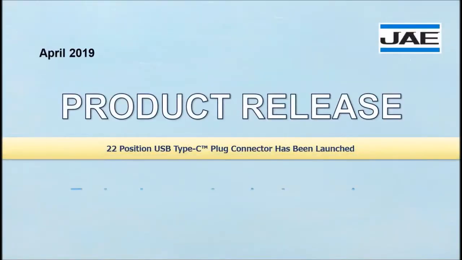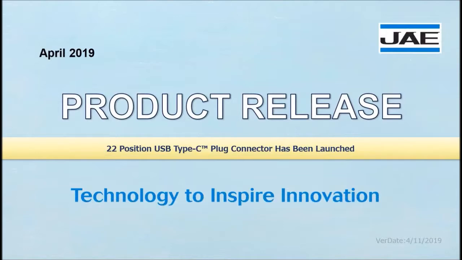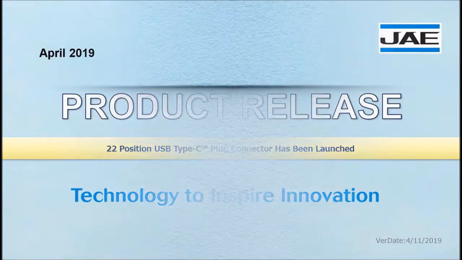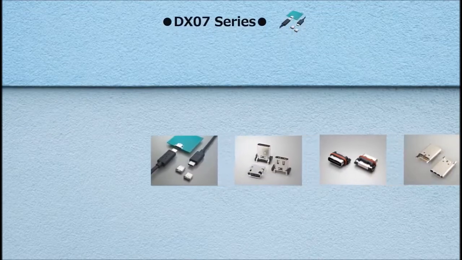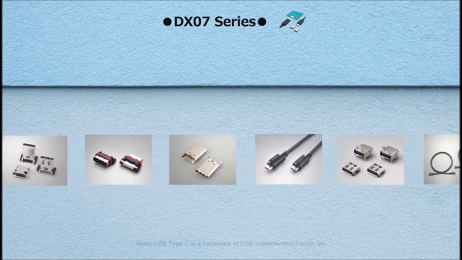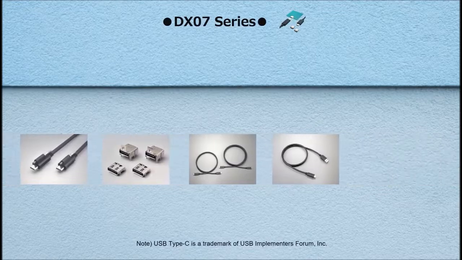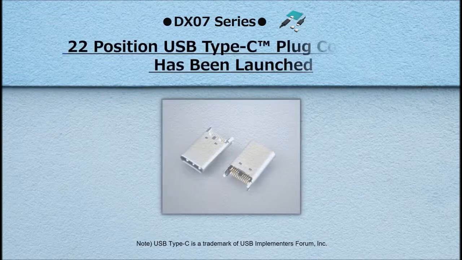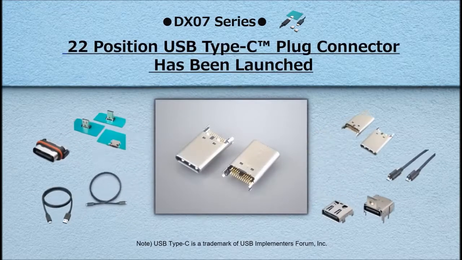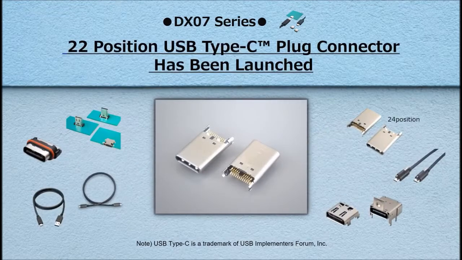Introducing Japan Aviation Electronics Industries April 2019 product release. JAE has already released a wide variety of USB Type-C compliant DX07 series connectors and cable harnesses. This time, we are releasing a new 22-position plug connector for cable harness applications to add to the lineup.